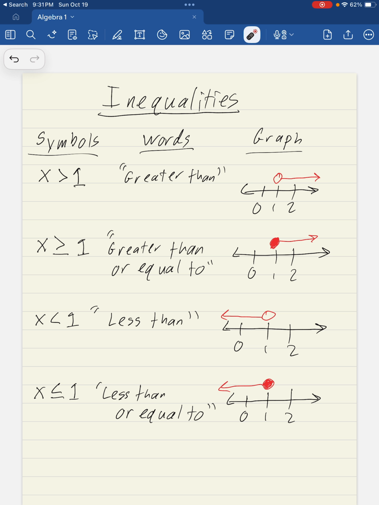Welcome back, and today we're talking about inequalities. There's a lot of writing at the start, a lot of basics we've got to cover. So I have the notes pre-written. Feel free to pause it if you need to copy them down as I go through them.